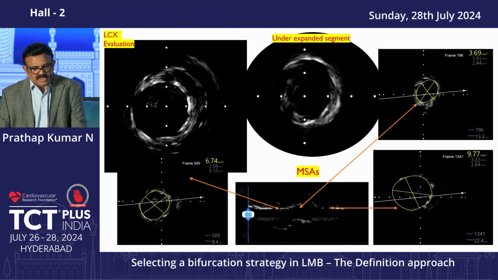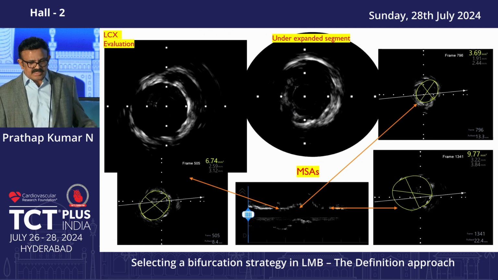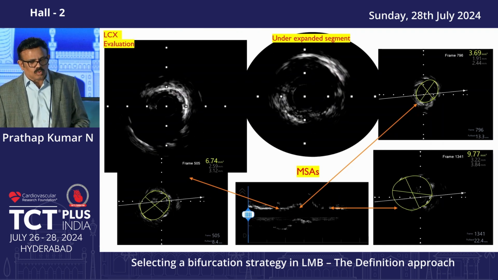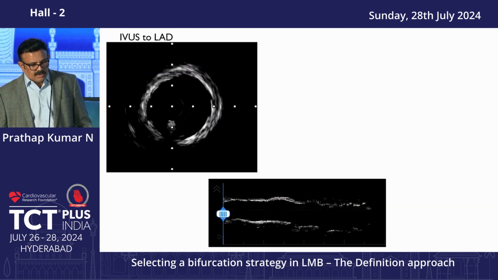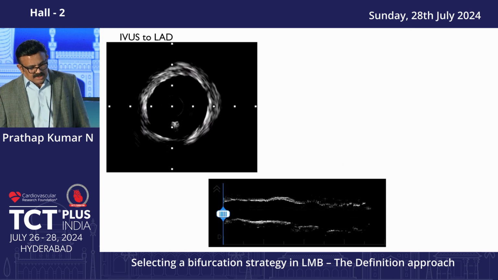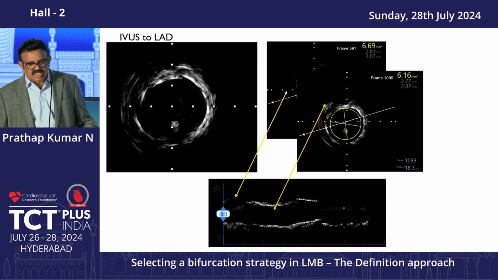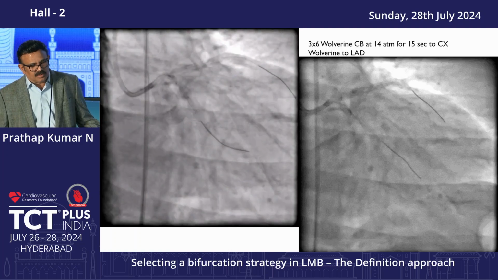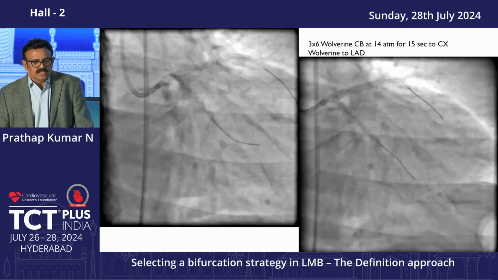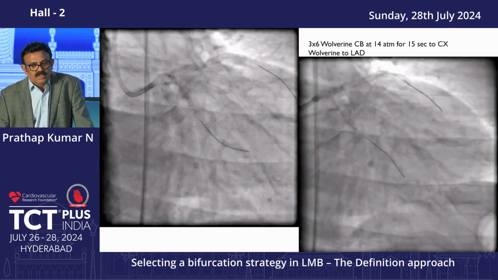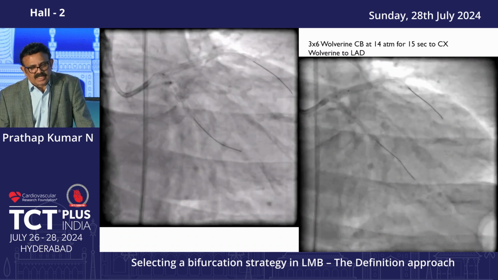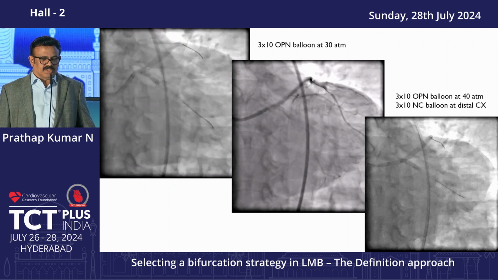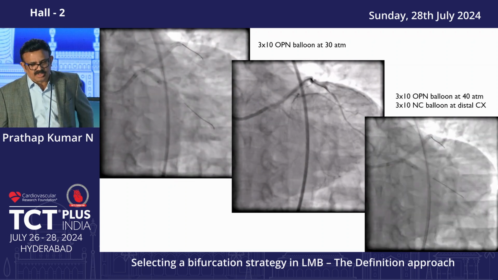Underexpanded stent, whatever I could gather from the IVUS. This is the area, you can see the area is very little and it is totally underexpanded. So then I did an IVUS to the LAD also, 6.69, 6.16, 7.6, 10.49. We did a cutting balloon there, 3 into 6 cutting balloon, 14 atmosphere, 15 seconds in circumflex. Then I used an OPN balloon, 3 into 10 at 30 atmosphere.